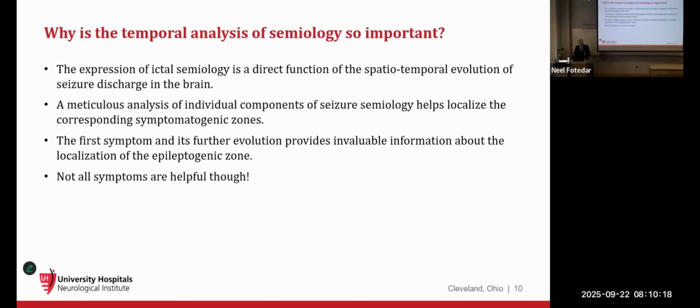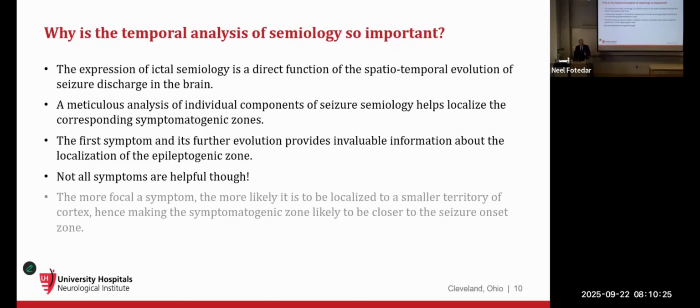Not all the symptoms are helpful. Some symptoms do not have very high localizing value, as you have learned so far. However, that does not mean you don't include it. The more focal a symptom, the more likely it is to be localized to a smaller area of the cortex. Hence, it is very likely that that area is very close to the seizure onset zone, because as seizures spread and invade, they usually invade larger and larger territories of cortex. Which is what makes auras very important, because auras are usually produced by activation of a very small area of the brain. Hence, the seizure onset zone is usually very close, okay?